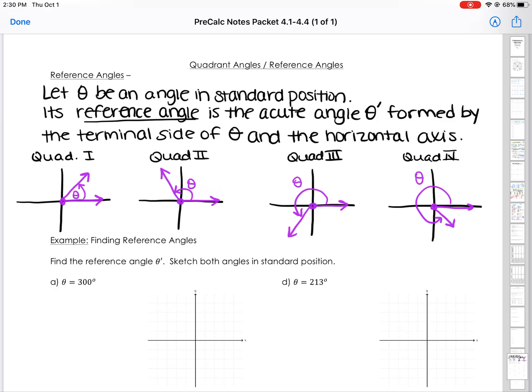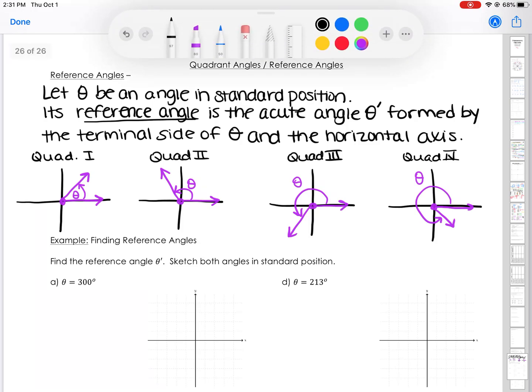So if we have theta being our angle in standard position, its reference angle is the acute angle, acute meaning less than 90 degrees. We call that theta prime. That little tick mark means prime, okay? And it's formed by the terminal side of theta and whatever's the closest horizontal axis to it. So again, we call this theta prime, and we're looking for the closest horizontal axis to it.